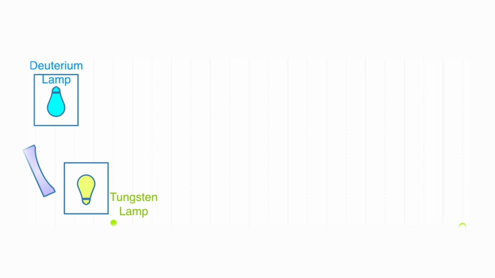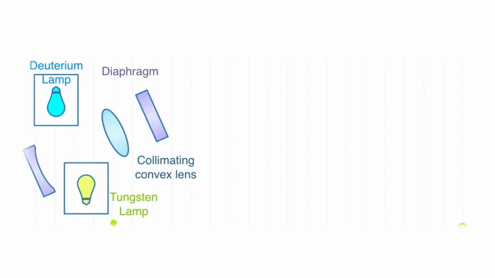After the light source, there is a collimating convex lens. The function of the collimating convex lens is to collect all rays coming from the light source and pass them to the monochromator through a diaphragm. After that, there is a diaphragm. It is used to set 100% transmittance.